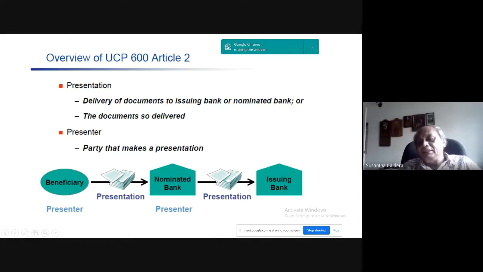He presents the documents to the nominated bank. Right? The nominated bank will go through the documents and then they present the documents to the issuing bank. At that particular point, the nominated bank will become a presenter.